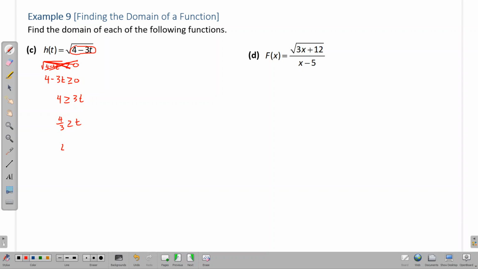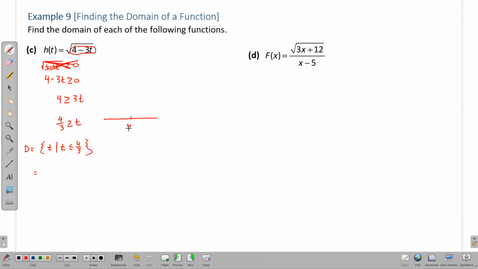I'm going to flip it around, just flip the inequality around. Make sure you preserve the order that it's actually stating. t is smaller than or equal to 4/3, which says the same thing. And we can just turn this right into set builder notation. Set of all t such that t is less than or equal to 4/3. That's your domain.